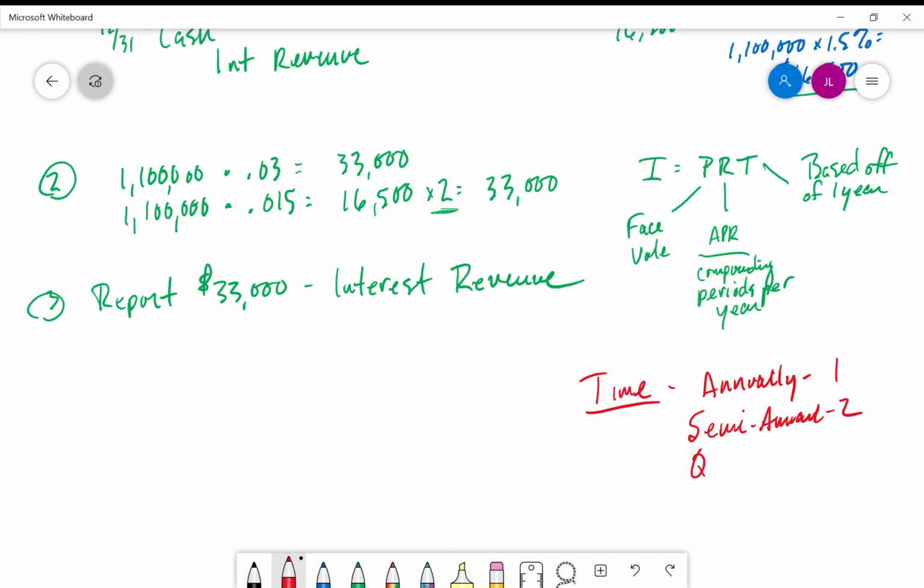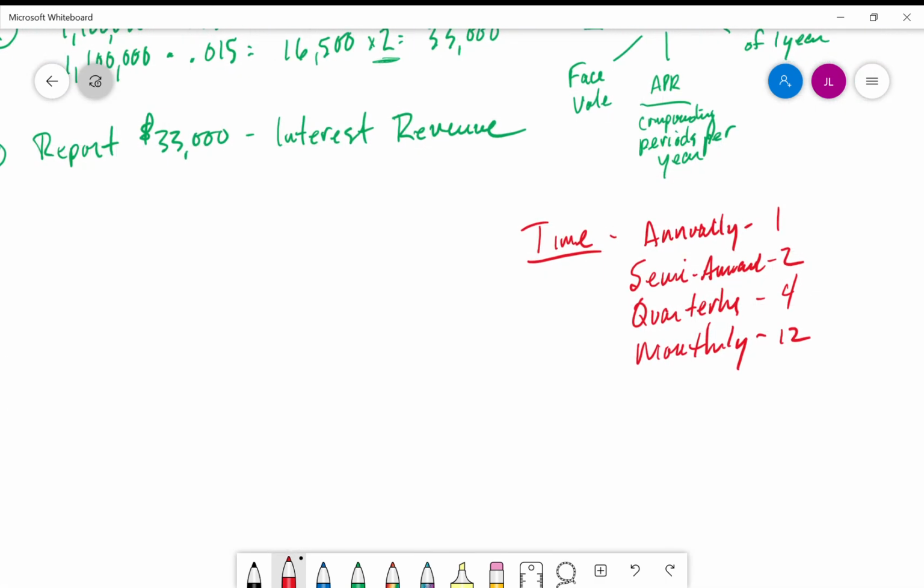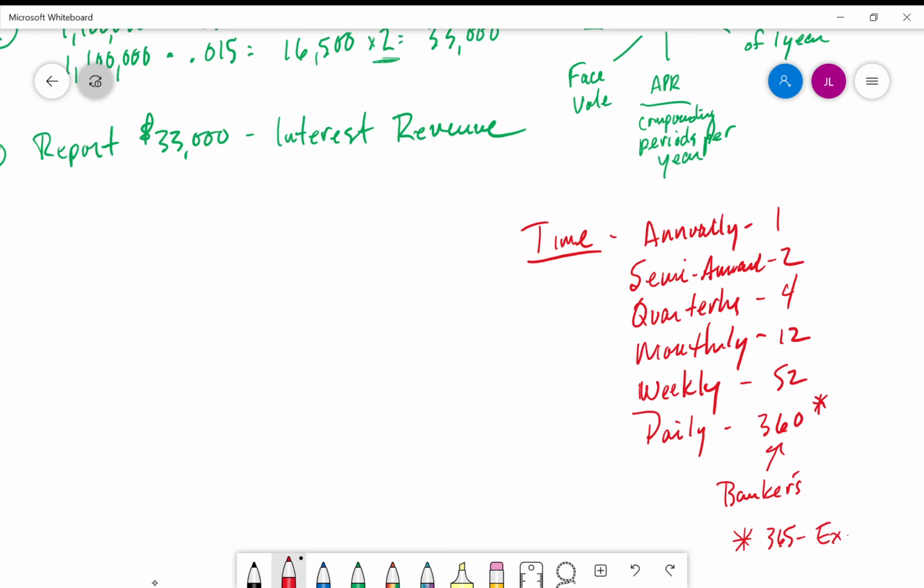Of course, we could do quarterly, which would be 4 times per year. Monthly would be 12. And these are the typical time frames. We could also have weekly. We don't really see that often, but weekly would be 52. We can have daily, which would be 360, and we'll put a little asterisk here because 360 is what they call banker's interest. But we could also have 365, which is exact.